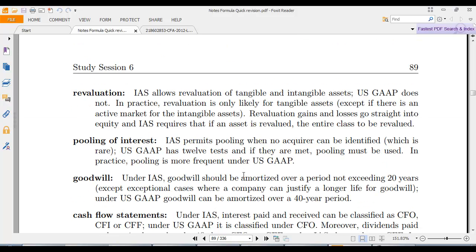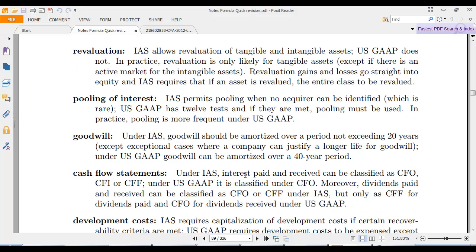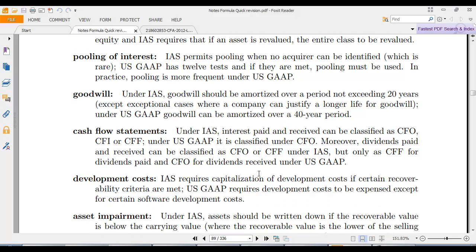IAS allows revaluation of tangible and intangible assets. US GAAP does not. In practice, revaluation is only likely for tangible assets, except that if active, revaluation gains and losses go straight into equity, and IAS requires that the entire class of assets be revalued. Under IAS, pooling of interest can be achieved, which is rare. US GAAP has 12 tests. If they are not met, purchase accounting must be used. In practice, pooling is more frequent under US GAAP.